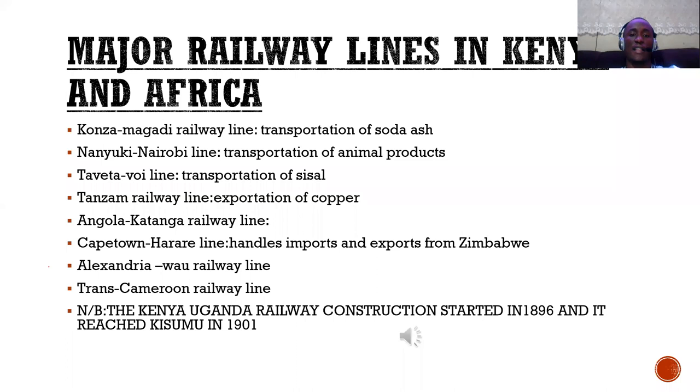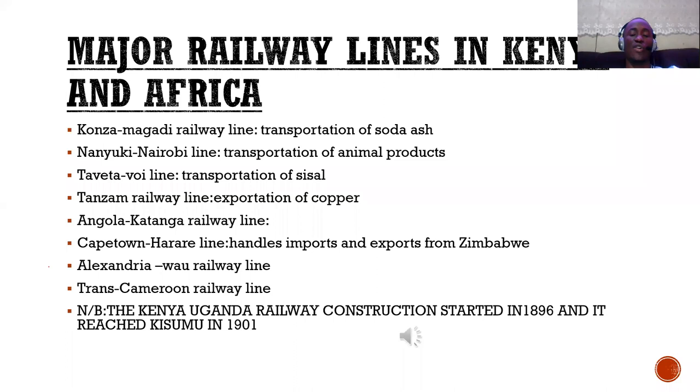I think it was from 1985 to 1901. That's when it reached Kisumu. So we have the Konza Magadi railway line, which deals with the transportation of soda ash. Number two, we have got the Nanyuki-Nairobi line. This one is another railway terminus. This railway line mostly dealt with transportation of animal products.